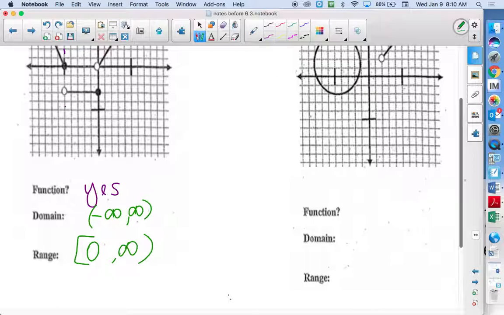However, there's another y value that exists in this graph. Abby, what's the other y value that the graph is touching?